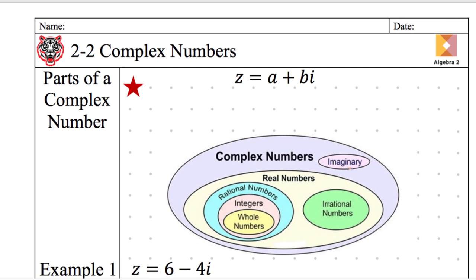Algebra 2, that's where we are. We're on lesson 2-2, complex numbers. Okay, so complex numbers. This is a complex number, a plus bi. All right, a plus bi, this is a complex number. I'm just going to represent z as a complex number.